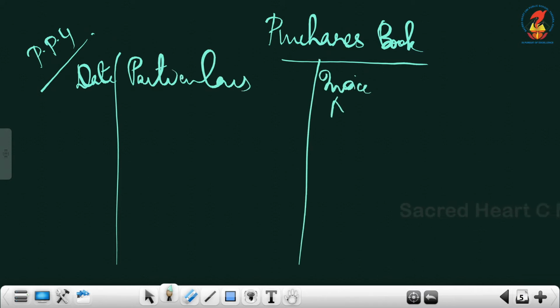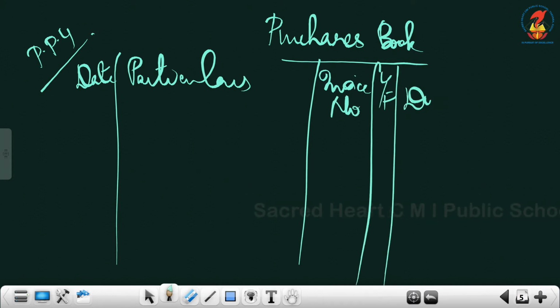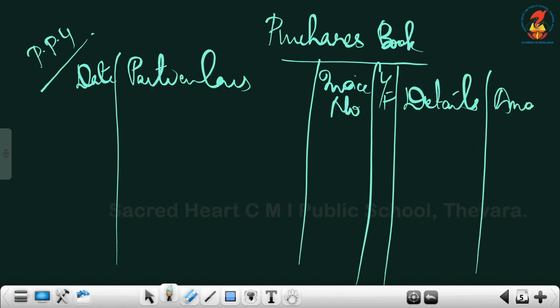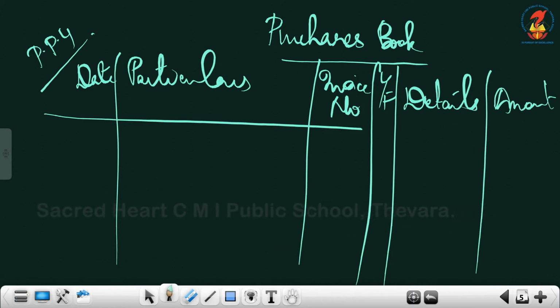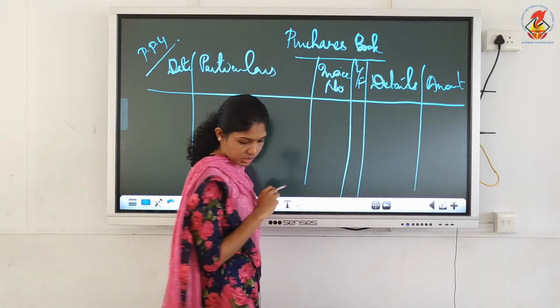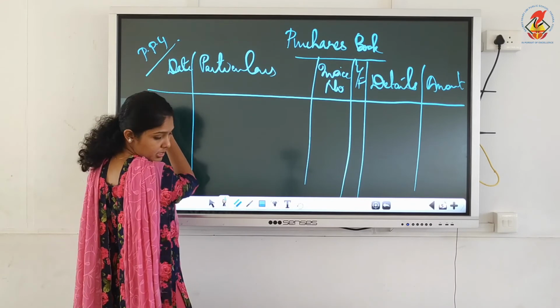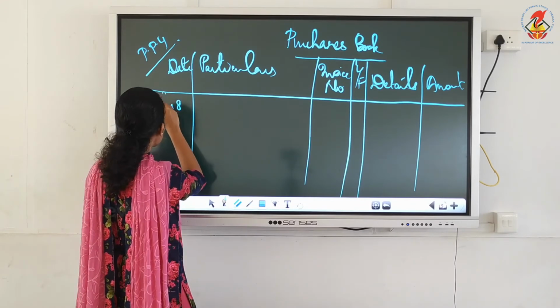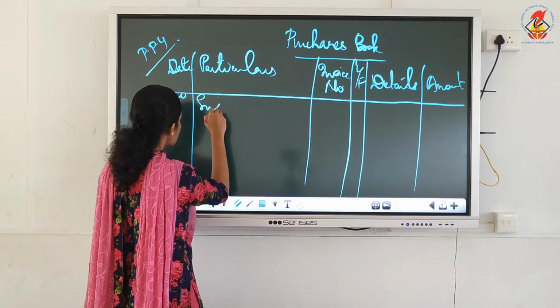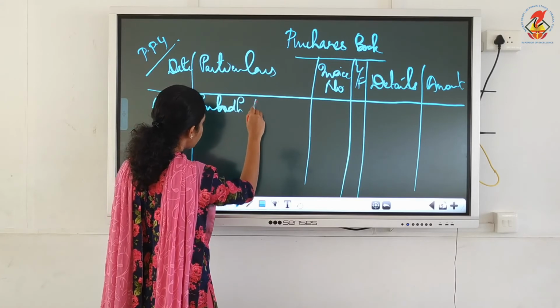Invoice number. Though the invoice number is missing, you must have a column like this. Then the details and amount columns. The first item given there is a purchase from Subodh Brothers, that is April 8th, 2020. So you write Subodh Brothers, Delhi.